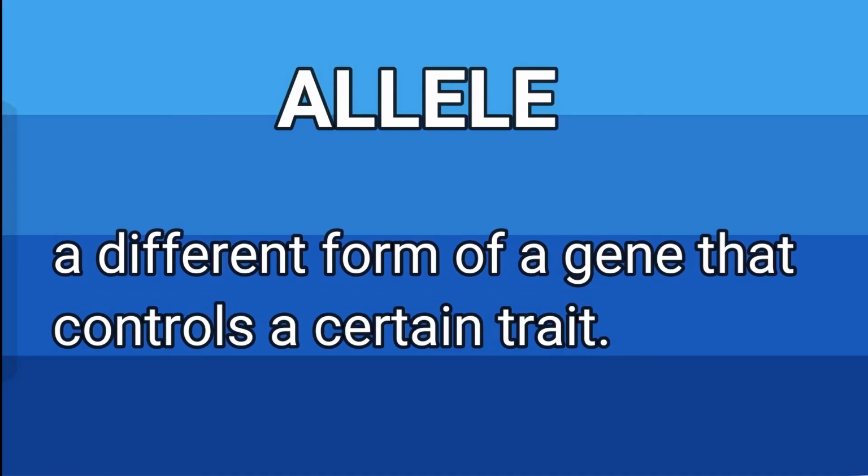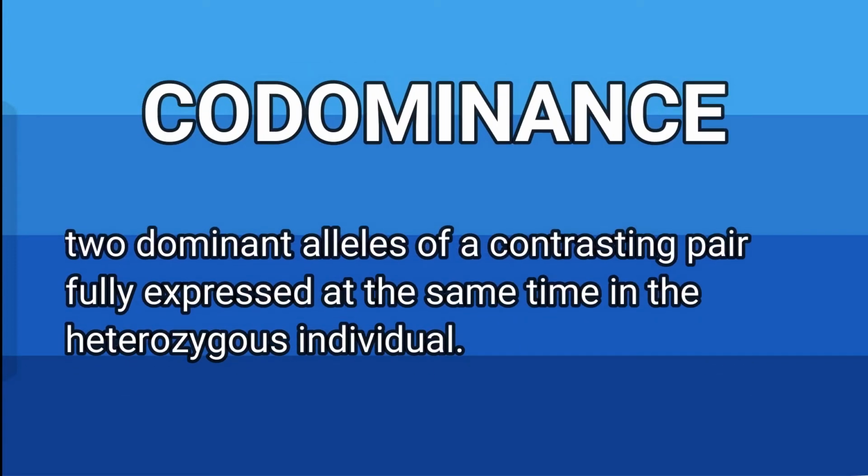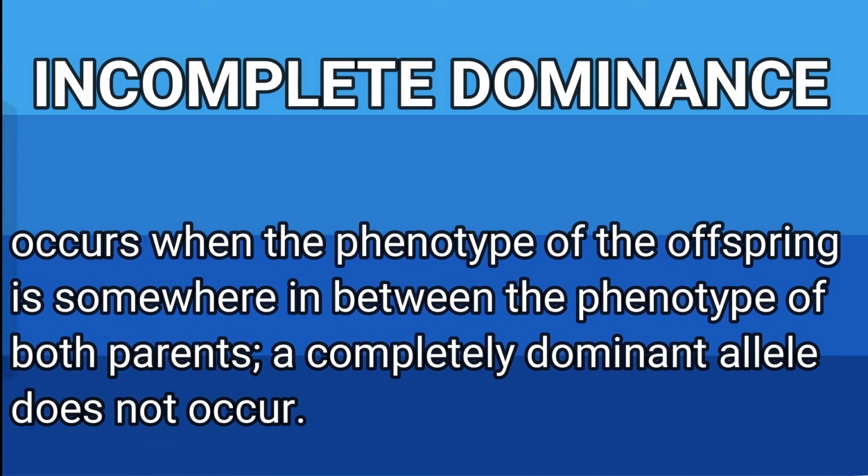Allele. A different form of a gene that controls a certain trait. Codominance. Two dominant alleles of a contrasting pair fully expressed at the same time in the heterozygous individual. Incomplete dominance. Occurs when the phenotype of the offspring is somewhere in between the phenotype of both parents. A completely dominant allele does not occur.